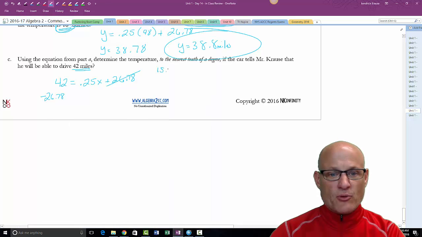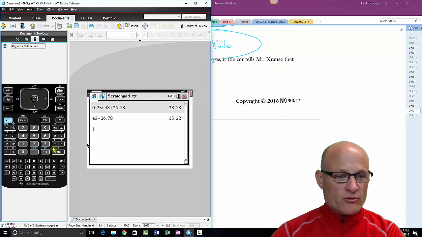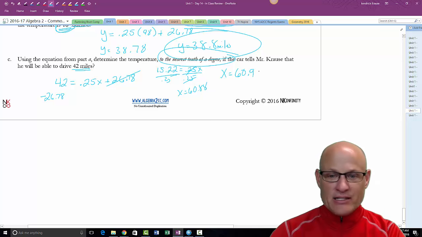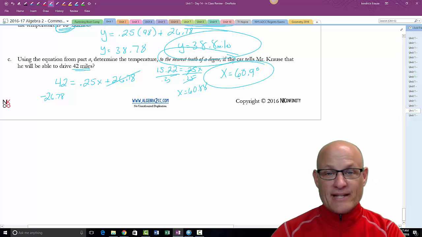So 15.22 equals 0.25x. Divide by 0.25, and I get x equals 60.88. So x is equal to 60.88, to the nearest tenth of a degree, x equals 60.9 degrees.